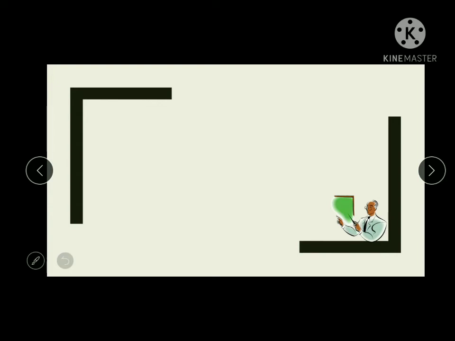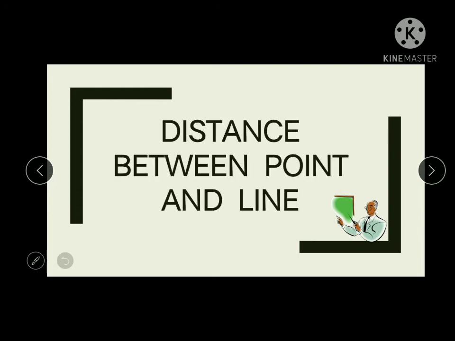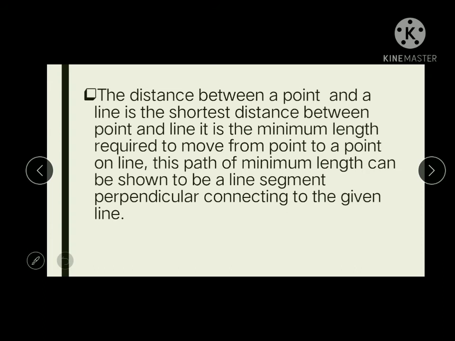Good day everyone! Pag-uusapan natin sa araw na ito, distance between point and line. The distance between a point and a line is the shortest distance between point and line. It is the minimum length required to move from point to a point on line. This path of minimum length can be shown to be a line segment perpendicular connecting to the given line.